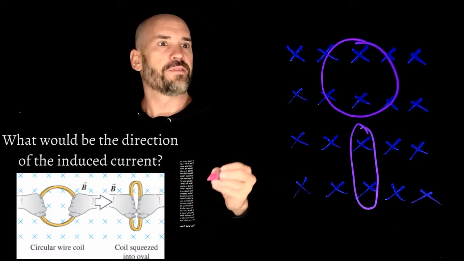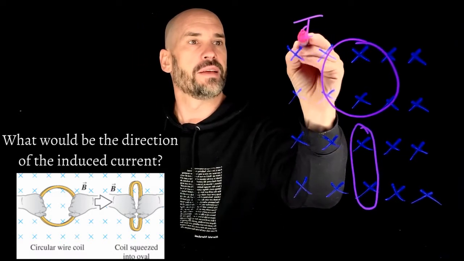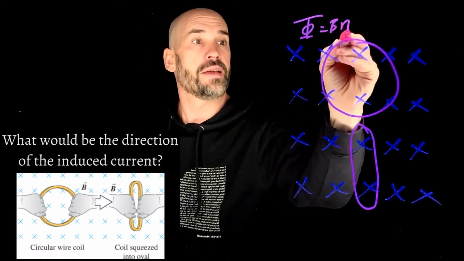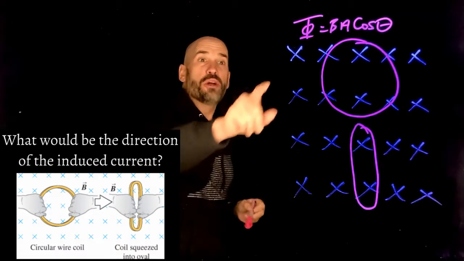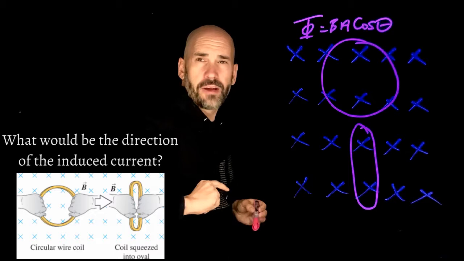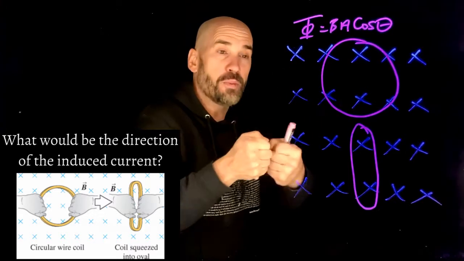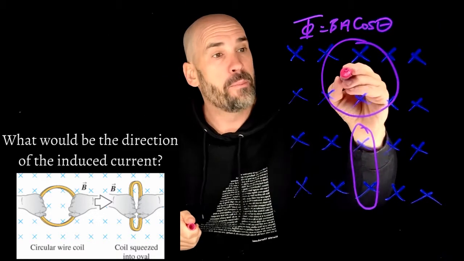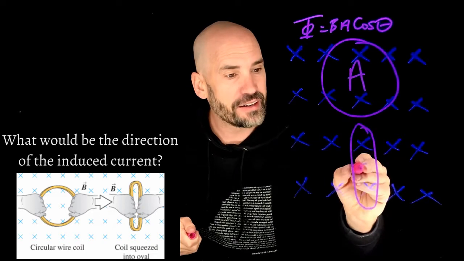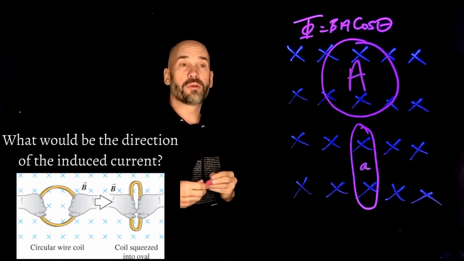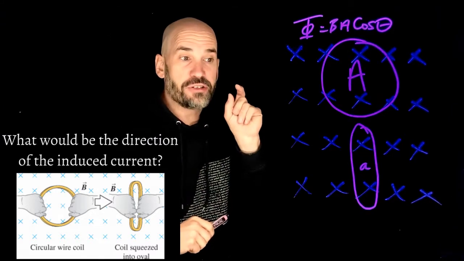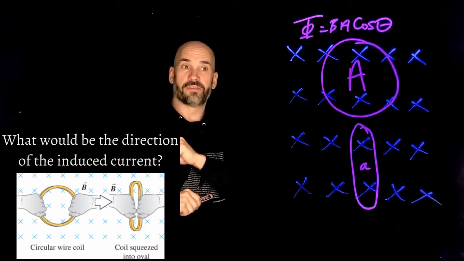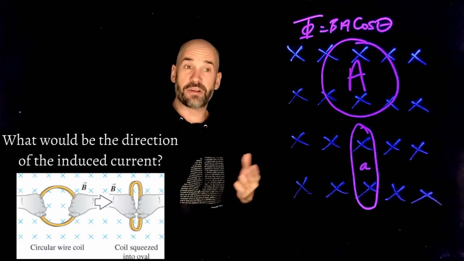Right. So if flux, again, is equal to B A cosine theta, we want to ask ourselves the question, which of these three things is changing? Well, if I squeeze this loop, I'm going from a big area to a little area, right? So in other words, the A is changing. So now, is this a decrease in flux or an increase in flux? Well, it's going to be a decrease in flux, right?